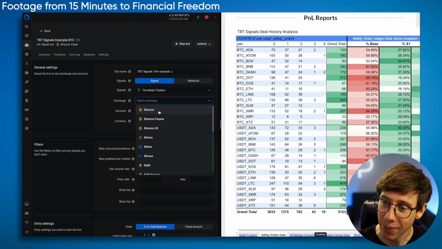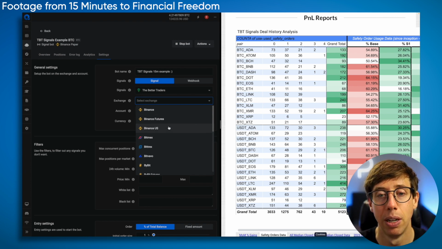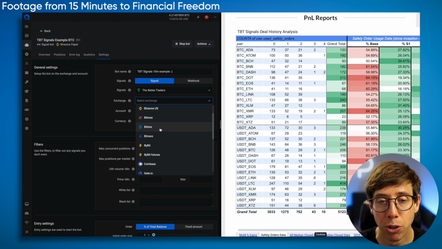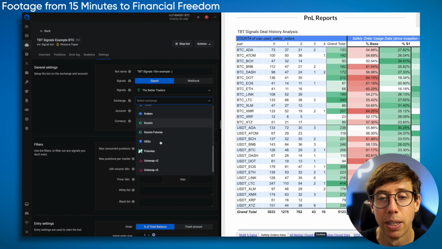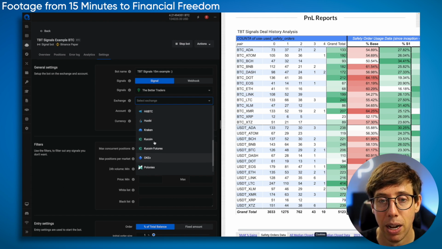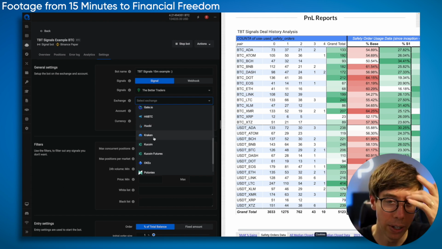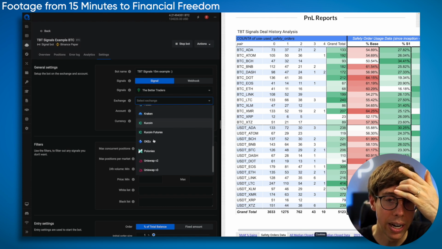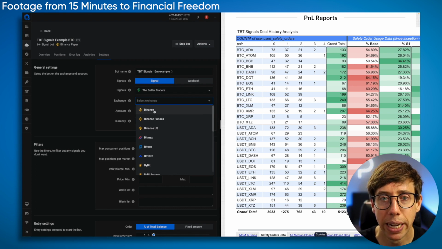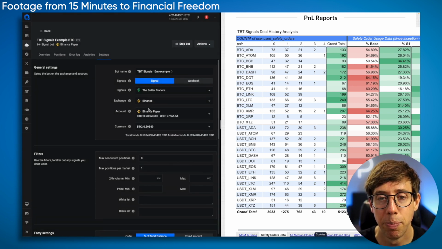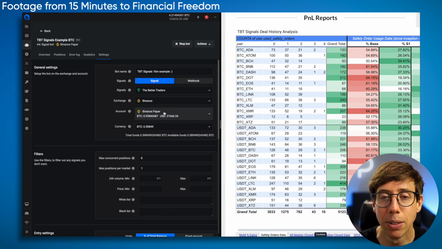So TBT signals work for Binance, Binance US, Bittrex, Coinbase, Gate.io, Huobi, KuCoin, OKX, and Kraken. Actually, Kraken and KuCoin as well. So a lot of these, not all of them, but a lot of these. So we choose the exchange we want, and I'm on the paper trading account, so I'm just going to do that because it's easy and I don't have to risk my real funds. So we're going to choose account, Binance, paper.